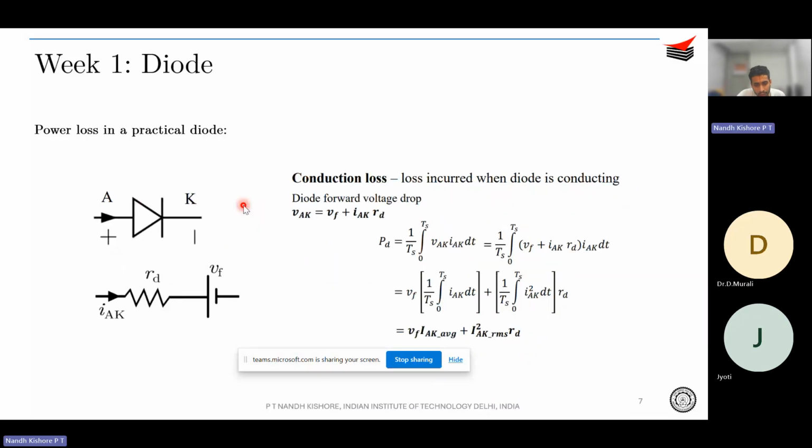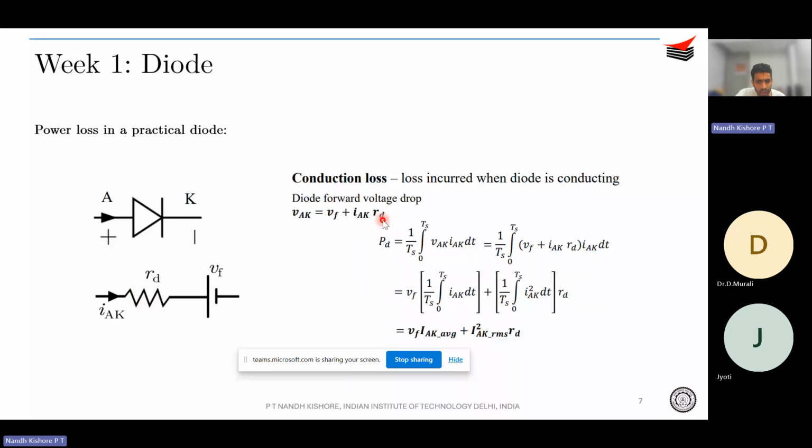Okay. So once we have studied the reverse recovery, we studied the power loss in a practical diode. As we were mentioning a while earlier, the diode can be represented as a resistance, that is the dynamic resistance, followed by a voltage drop. This voltage drop corresponds to the cut-in voltage of the diode. So if you just apply KVL over here, you get VAK equals VF, that is the cut-in voltage, plus IAK into RD, that is your total VAK.